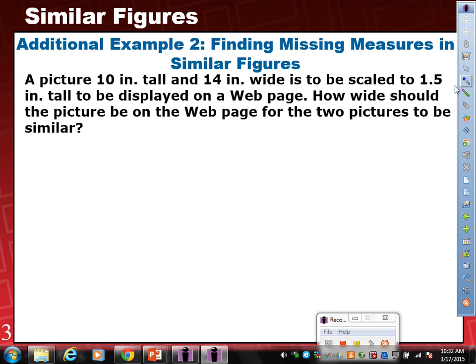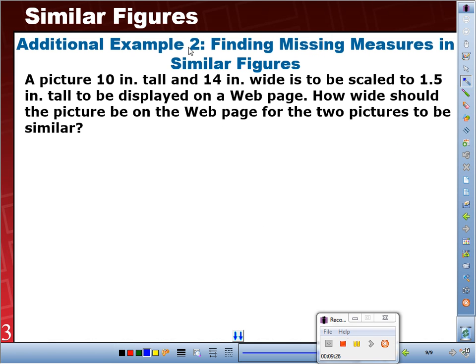Let's label this one example 3. I don't know why I'm behind count.